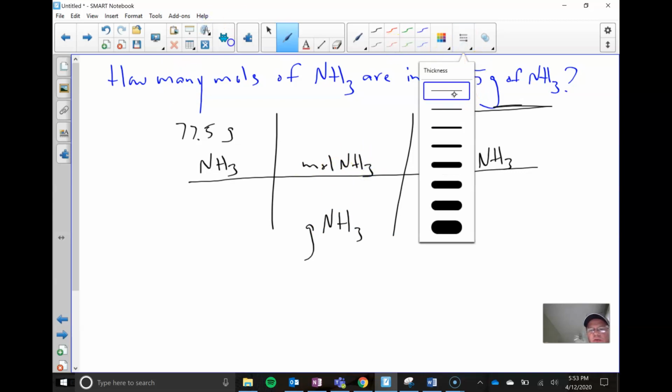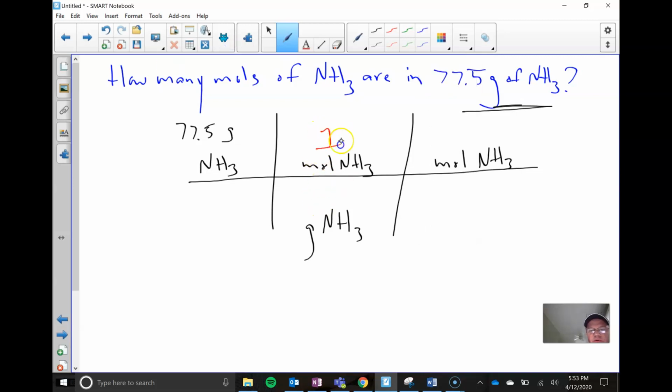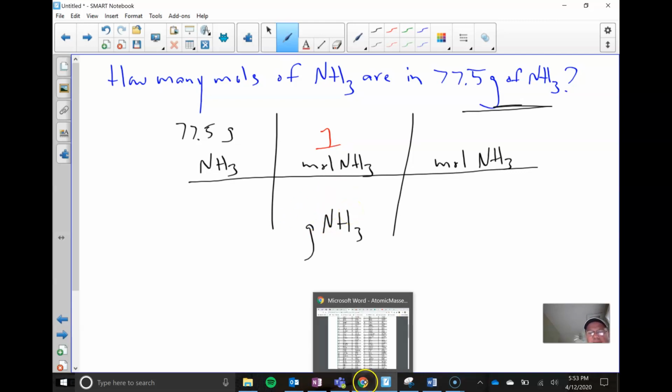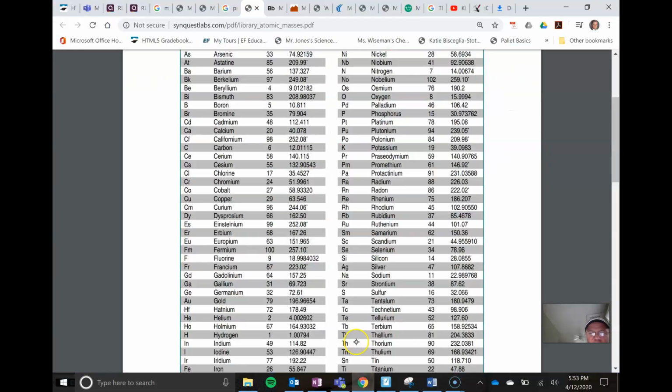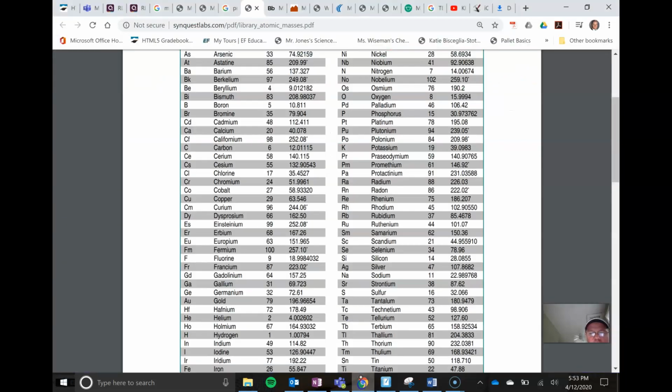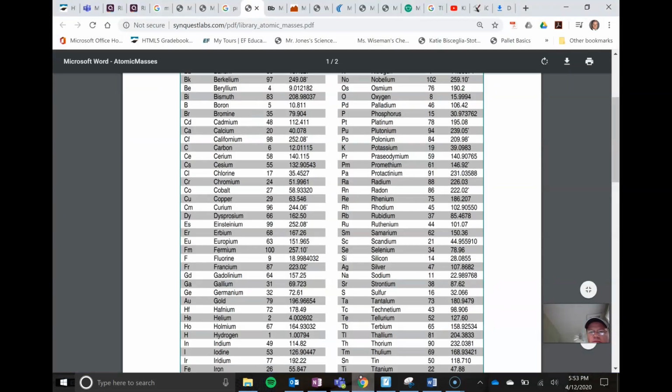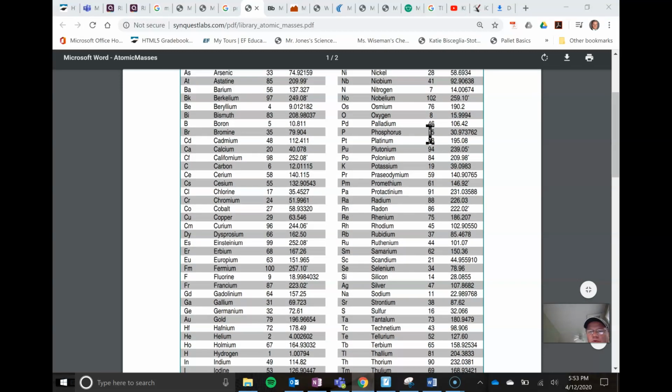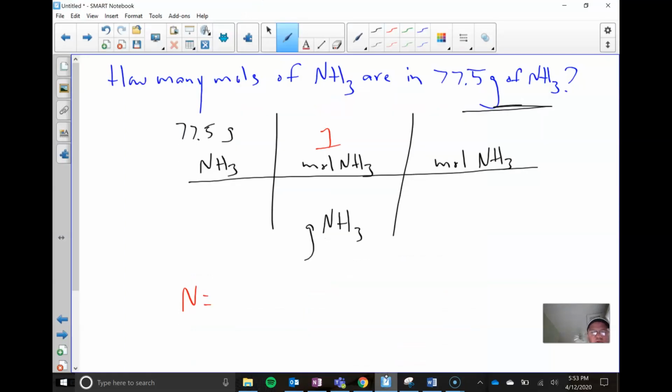All right, so in order to do that, for every 1 mole of ammonia, I've got to find the molar mass. Where do I do that? I find the molar mass from my periodic table. Okay, so in 1 mole of ammonia, I've got 1 nitrogen in there, that's going to be 14.01 grams, which is what is generally accepted.